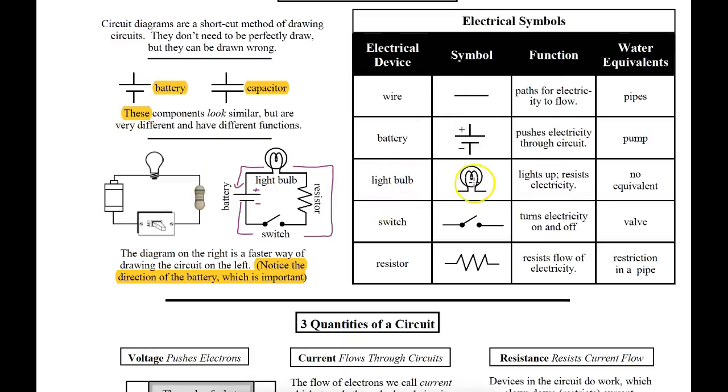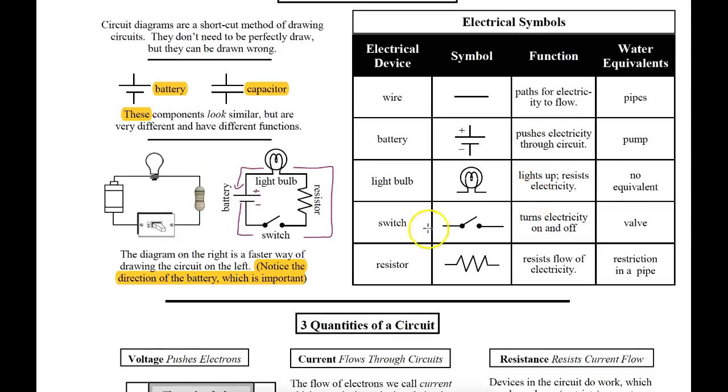A light bulb symbol looks like this, lights up, resists electricity. So again, it's going to take some of the electricity, or it slows it down a bit, stops it a bit. No equivalent. Switch is represented by this symbol, turns electricity on and off because it either closes the system or opens it. And it can be equivalent to a valve on the water. You shut your faucet off.